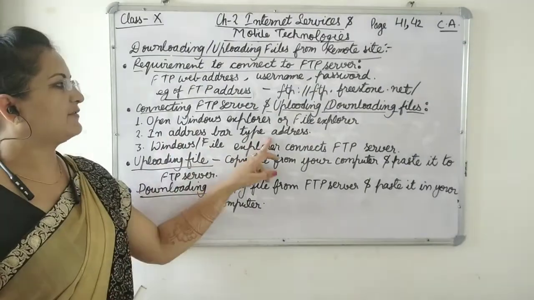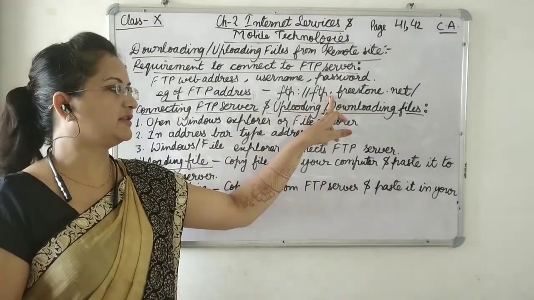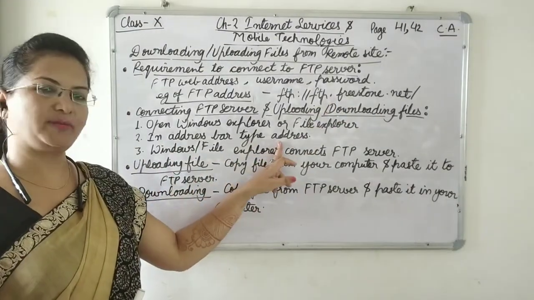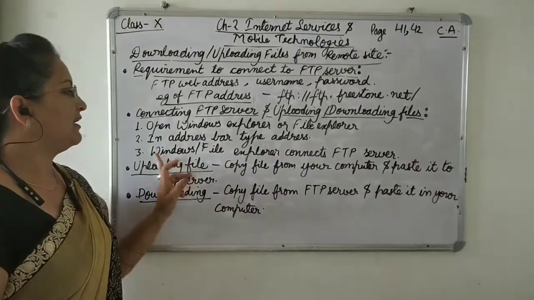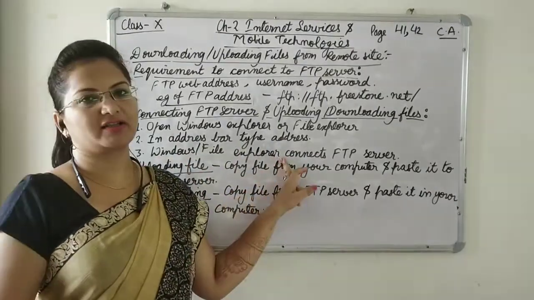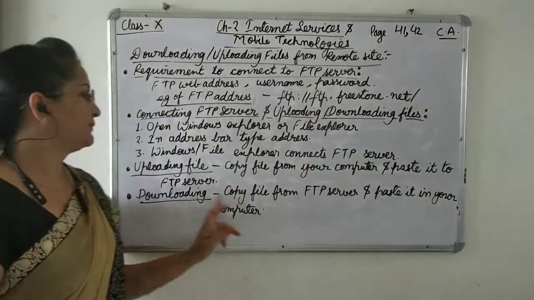Now, in the address bar, we have to type this address. There can be any address for your FTP server details. In the address bar, you have to type the address and then enter the username and password. After that, Windows Explorer will successfully connect to the FTP server if your details are correct.